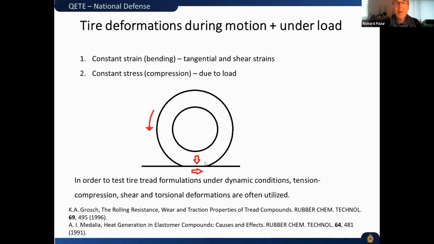So I'm not a tire mechanics expert. That's just, in a nutshell, very briefly, what sort of deformation modes we are seeing with tires. And the nice thing with the DMA is that, to test tire tread formulations under dynamic conditions, we can use the tension compression mode, the shear mode in particular. The torsional mode can be used as well, but as far as I know, you need other equipment to measure the torsional deformation.